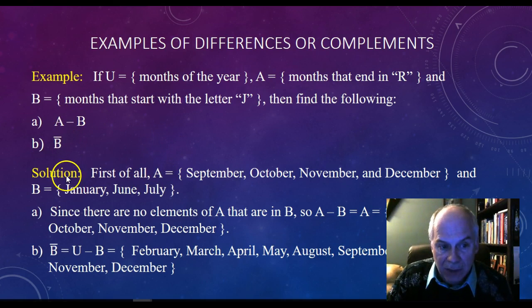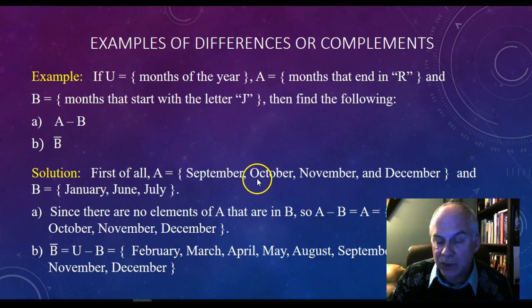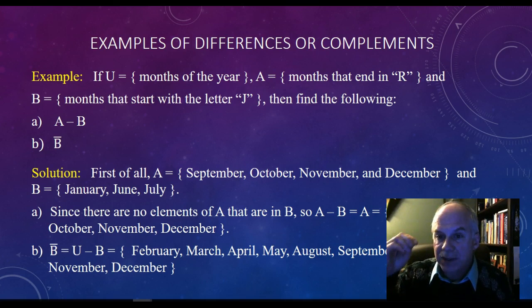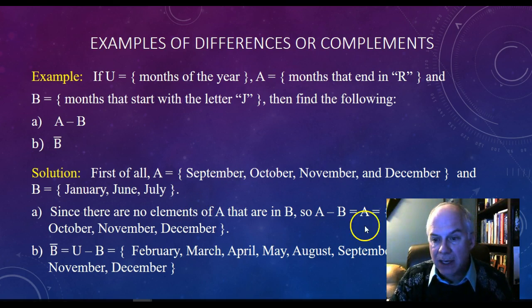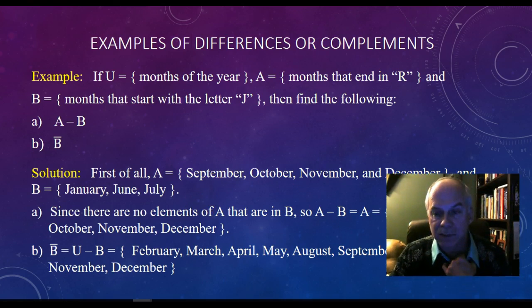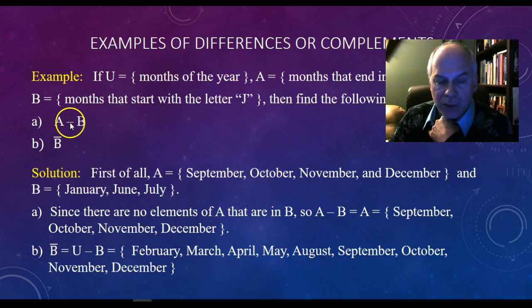Now, in the solution, first of all, I would specify the sets. Set A is all the months that end with the letter R. So those are September, October, November, and December. Set B is all the months that start with the letter J. So that's January, June, and July. Once you figure that out, then you would do the questions.